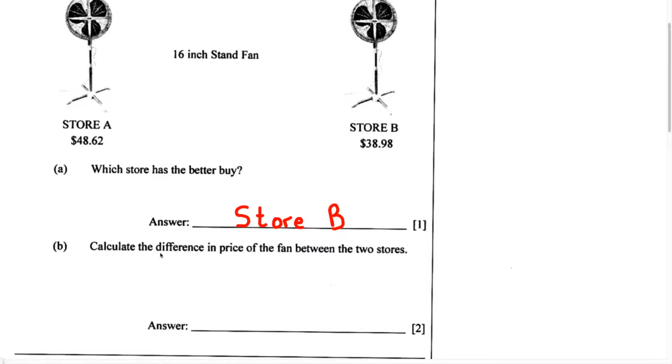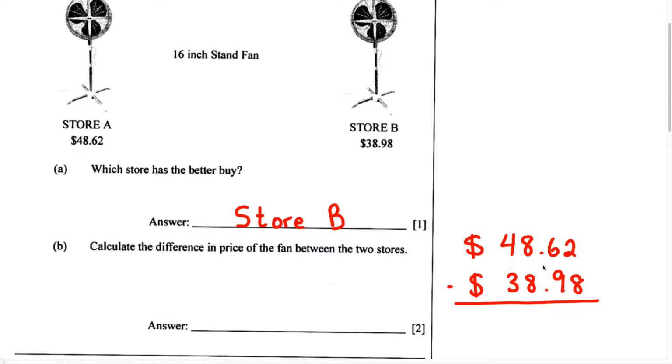Now part B says, calculate the difference in price of the fan between the two stores. We know when they want us to find the difference in price, we're just going to subtract the two prices. Now the way we're going to do this is we're going to say $48.62 minus $38.98.